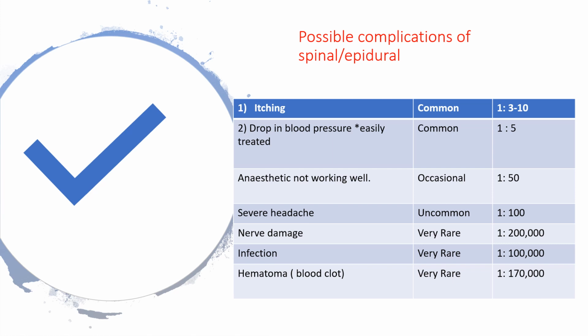1 in 100 patients develop a headache due to a spinal, and this is called a post-dural puncture headache. It usually resolves with bed rest, adequate hydration, and painkillers. Very rarely you will need another injection into the back for the headache to stop. The risk of nerve injury is very rare, 1 in 200,000 cases. It can be temporary or permanent, and symptoms include areas of tingling, numbness, or even weakness in the legs. Most cases resolve over time.